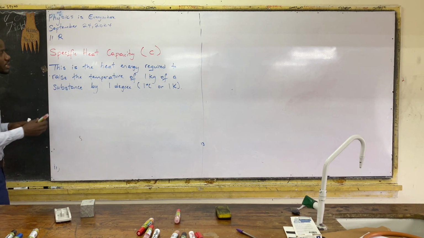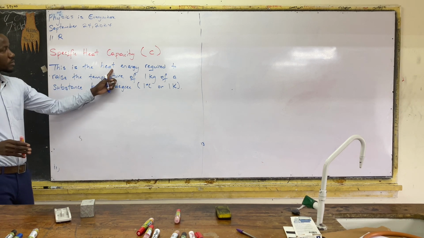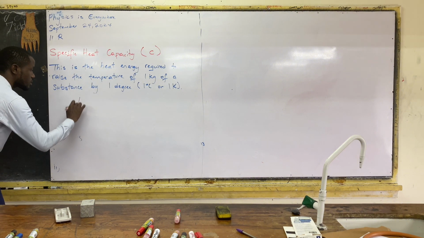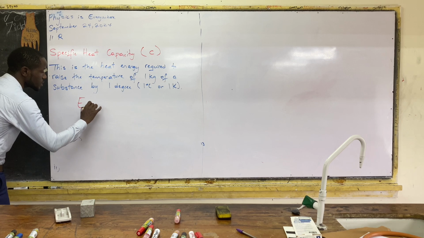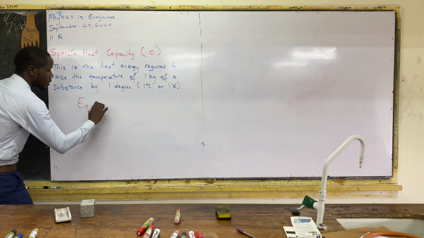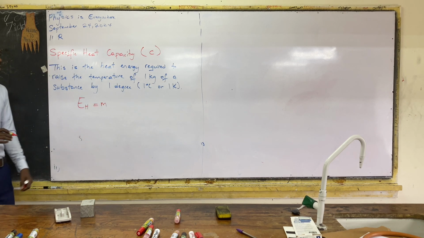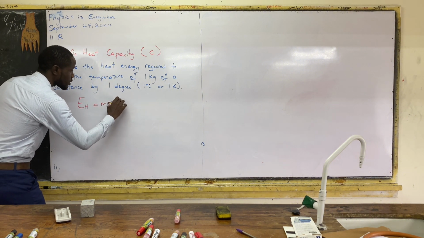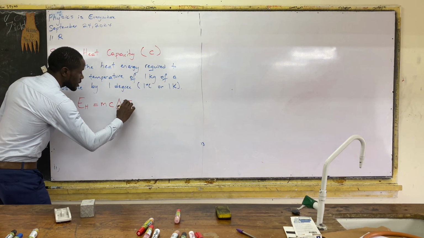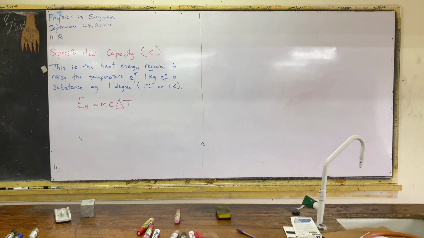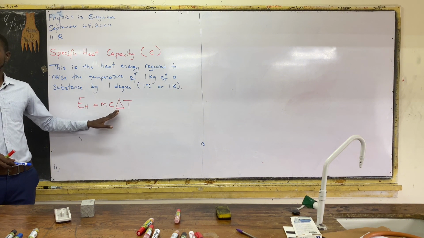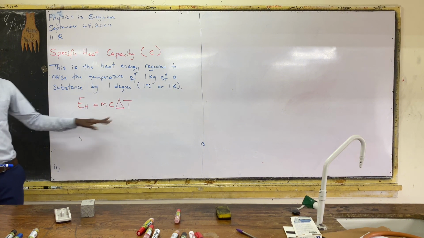To relate the heat energy to the specific heat capacity of the substance, we can write that heat energy is equal to M, which represents mass, times C, and then we'll write back this term, delta T. So E_H, the heat energy, is equal to m c times the change in temperature.